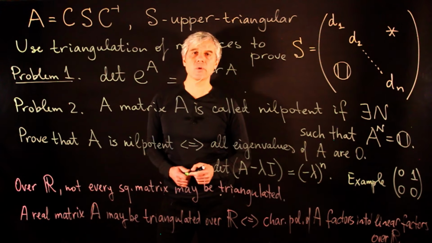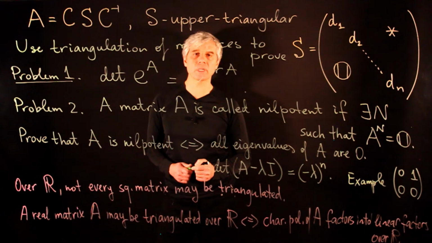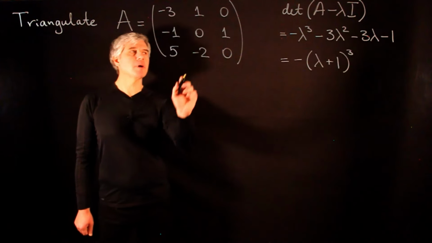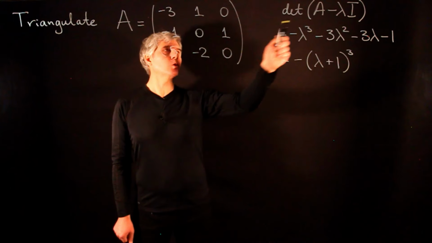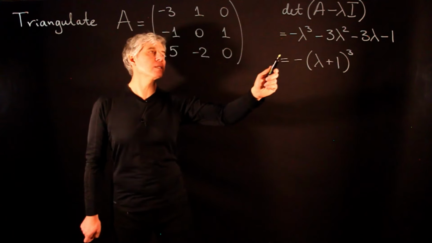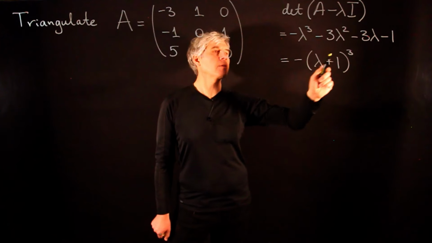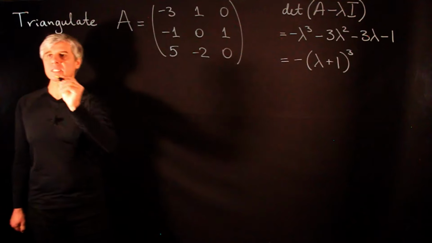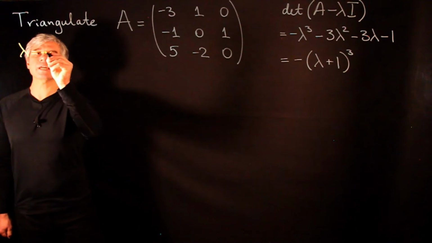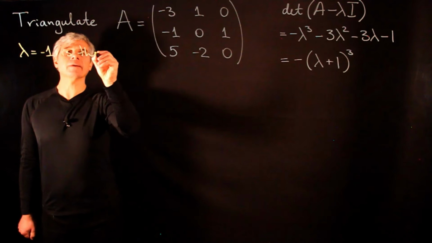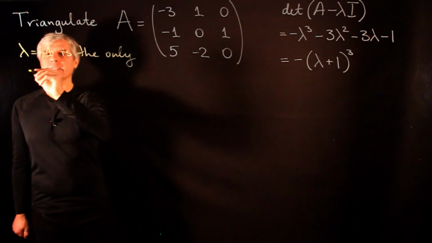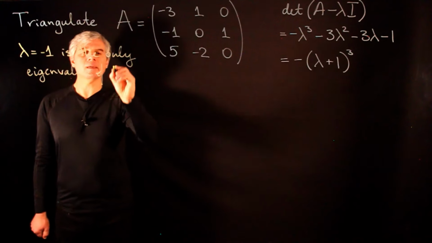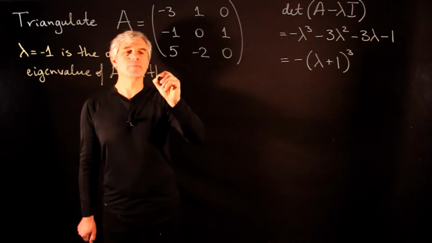Next, let us go through a computational example of matrix triangulation. Let us triangulate the following 3 by 3 matrix. We can compute its characteristic polynomial, and we can see that it's given by this expression, so it's minus lambda plus 1 cubed. So this tells us that lambda equals negative 1 is the only eigenvalue of A with multiplicity 3.